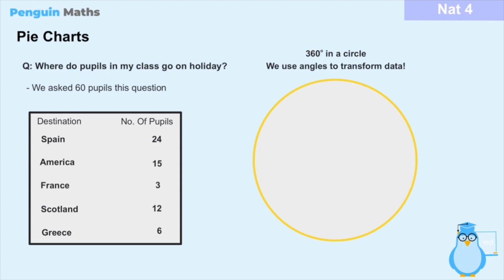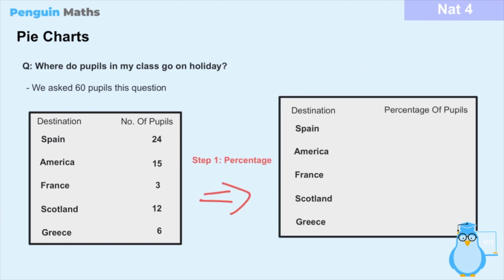So first of all, what we have to do is transform each one of these categories into the percentage that they make up of the overall pupils, and then after that we transform the percentage into an angle within the circle. So let's have a look at how we can transform the number of pupils for each holiday destination into a percentage of the total amount of pupils.